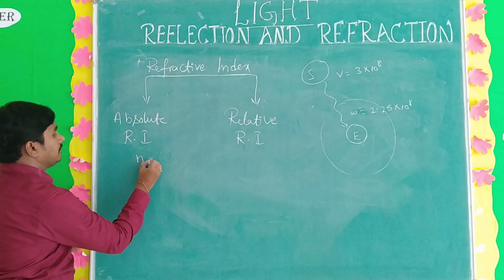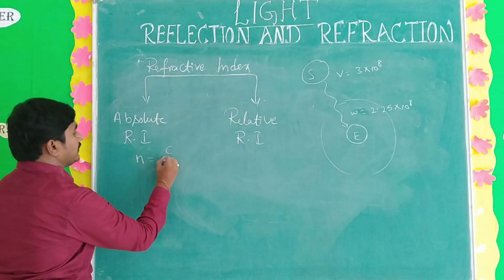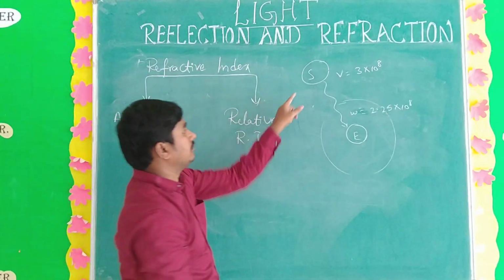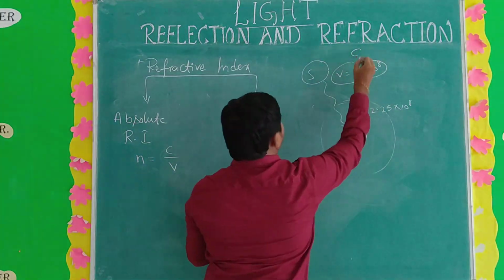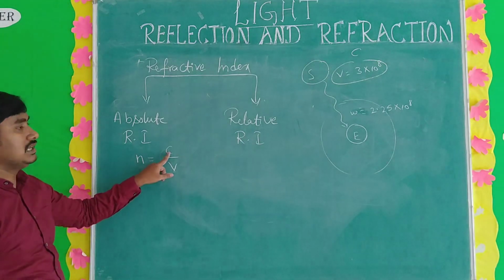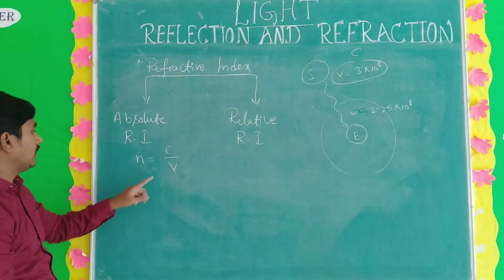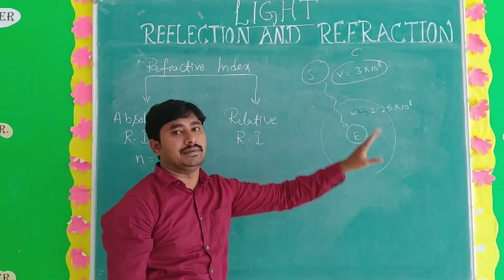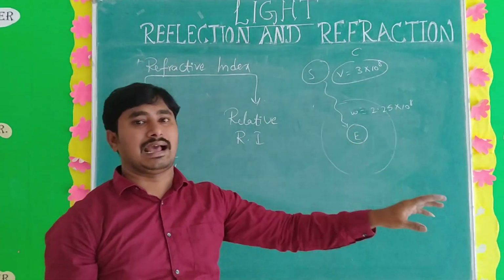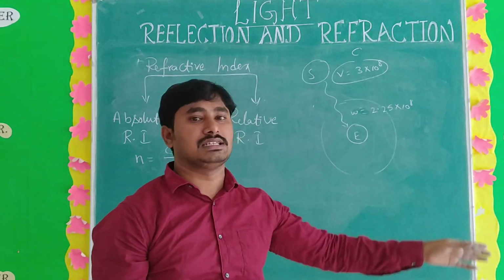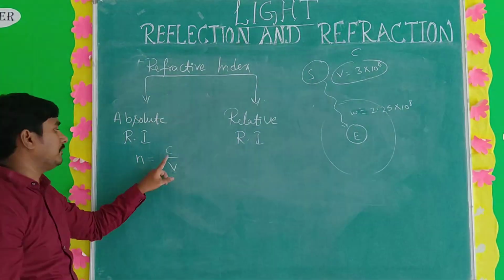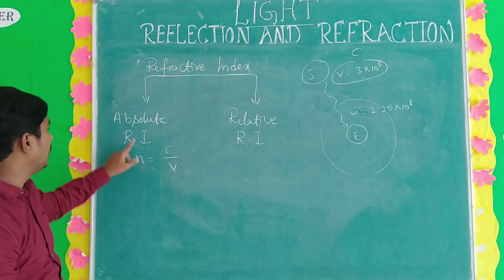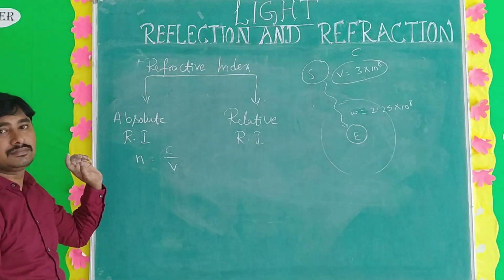The refractive index is n, and n is equal to c by v. Here c is nothing but the speed of light in vacuum. What is meant by v? v means the speed of light in the given medium, either water or glass or any medium you take. So you have to find the ratio of the speed of light in vacuum and the speed of light in the given medium. That is called absolute refractive index.